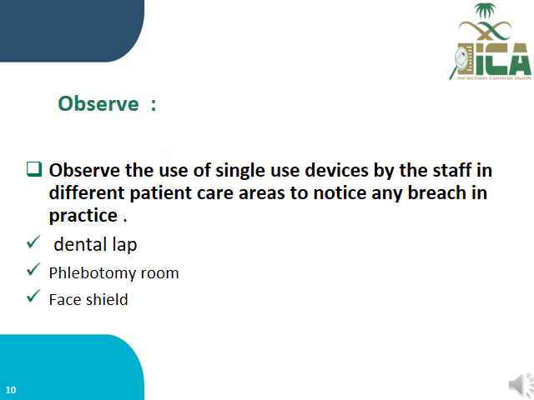For the observation, you need to observe the use of single-use devices by the staff in different patient care areas to notice any breaches in practice. As an example, you may find a used gown hanging on the back of the door in the dental lab. This means they are reusing a single-use device, what we know as the yellow gown or single-use yellow gown. You may also find a single-use tourniquet used for multiple patients in the phlebotomy room. And also the face shield: reuse of the face shield is a common practice. Maybe you will find face shields that are being reused, and this is a single-use device.